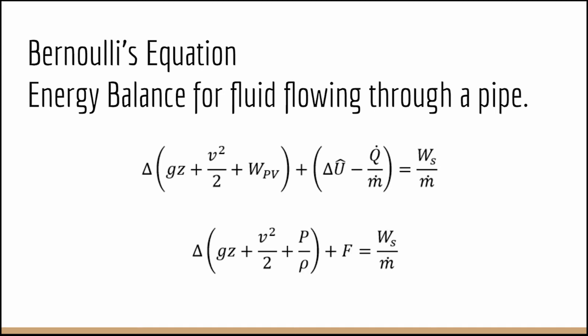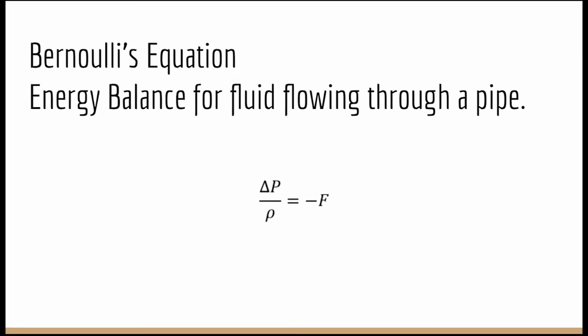For our system, we could further simplify Bernoulli's equation. There is no shaft work, and the system is horizontal, so there is no change in potential energy. Performing a material balance on the system, there is no mass accumulation, meaning mass in equals mass out. The diameter of the pipes is constant, and the fluid is assumed to be incompressible. Therefore, the change in kinetic energy is assumed to be negligible as well. The final equation becomes delta P over rho equals the loss in friction, where rho is the density of the fluid.